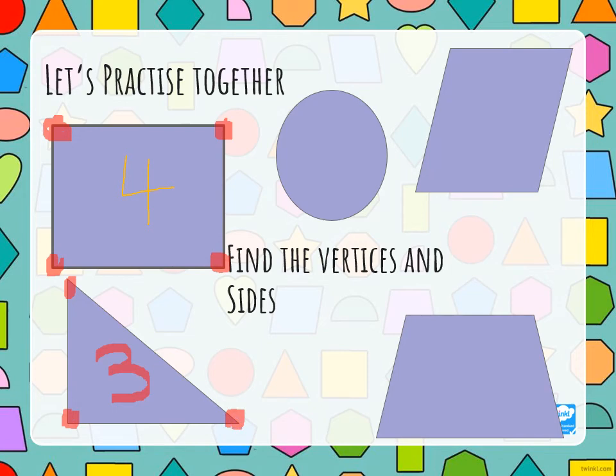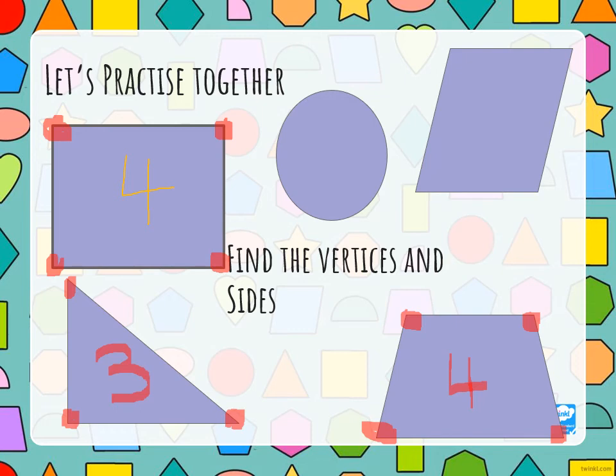Let's take a look at our trapezium. So we've got 1, 2, 3, 4 straight lines and 4 vertices. So we can write the number 4.